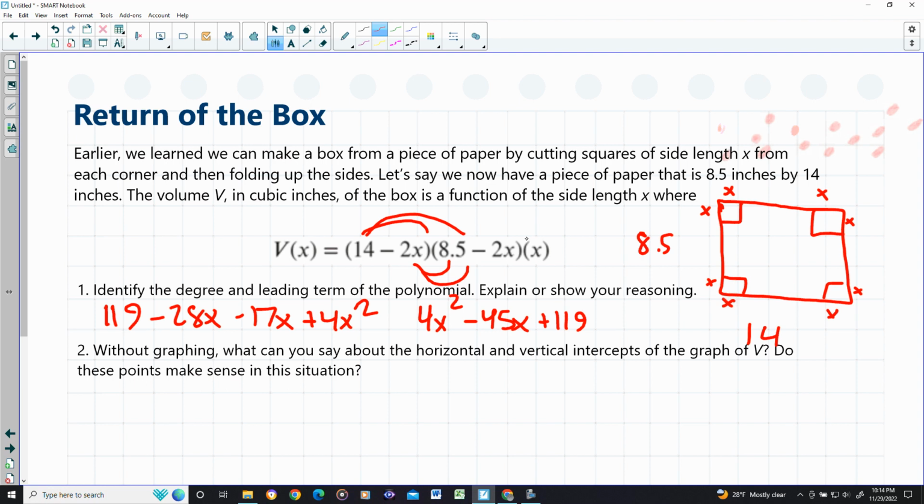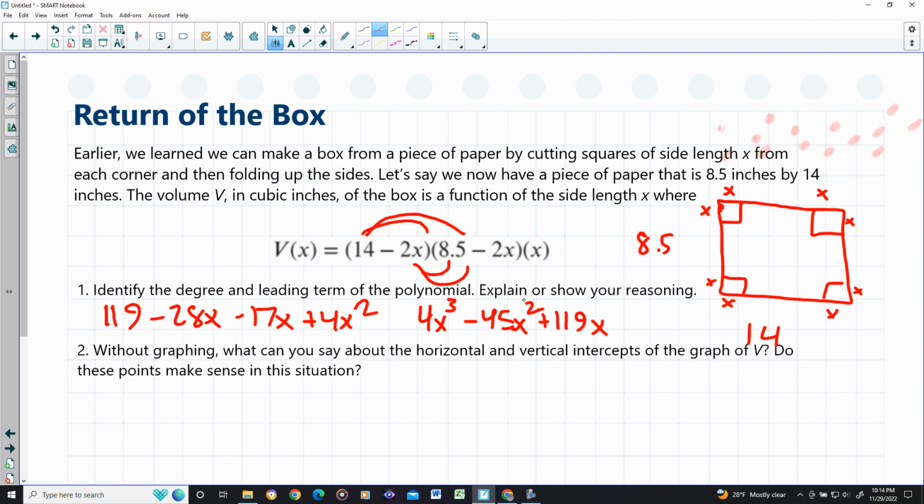Oh, but now we have this extra x, right? So what happens when you multiply by x? You're going to multiply this expression by x, so all the powers are just going to go up by 1. So now we have 4x to the third minus 45x squared plus 119x. That is going to be the volume of that box given the value of x.